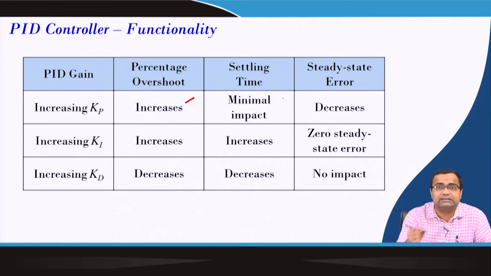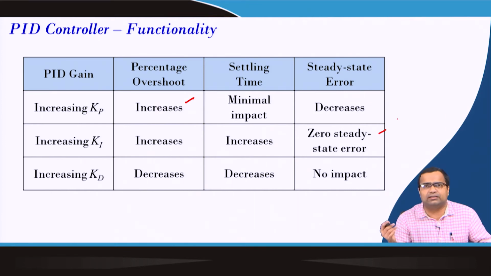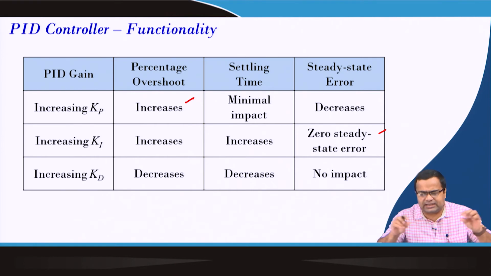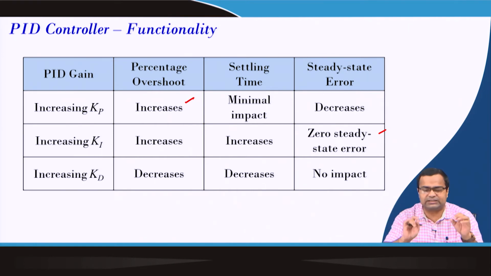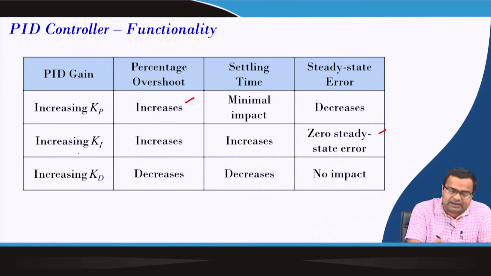Higher Kp will reduce the rise time, but at the same time it will increase the overshoot. The steady state error can be decreased. The integral action is used to reduce the steady state error, and you can eventually go to 0 steady state error as time tends to infinity. But we generally set a criterion like a 2%, 5% error band to decide the settling time. Then if we increase Ki, the percentage overshoot will also increase and settling time will also increase.